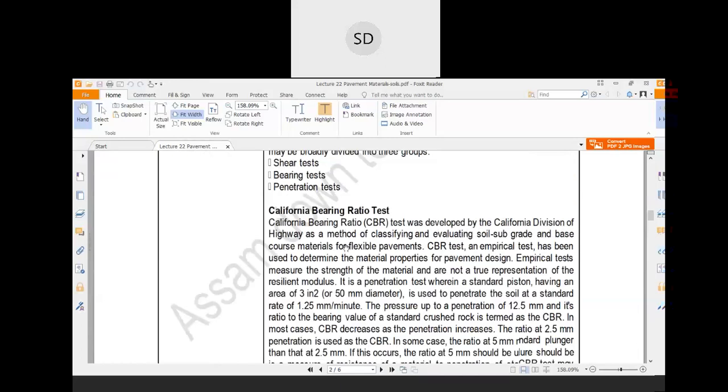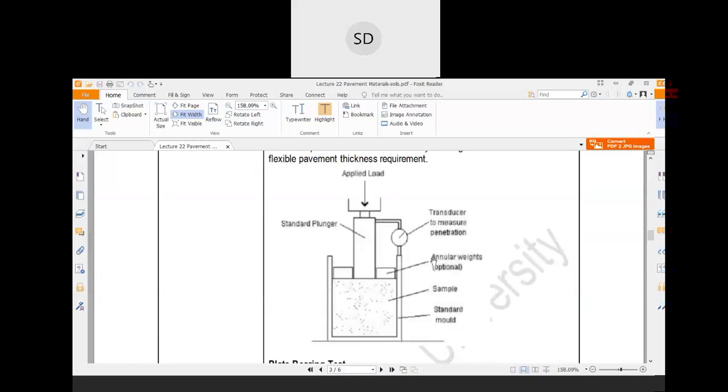Now, these two are the important soil tests. Another type of test is there, that is the triaxial test. That test is also performed to know the various characteristics of the soil sample.